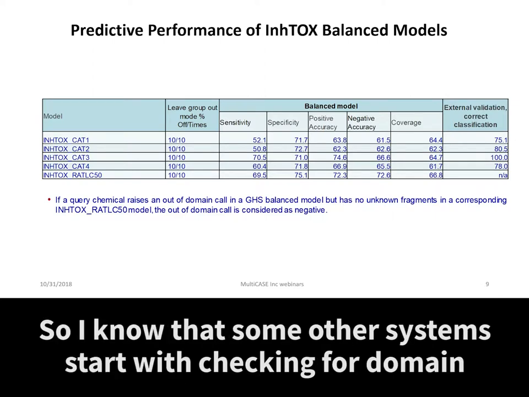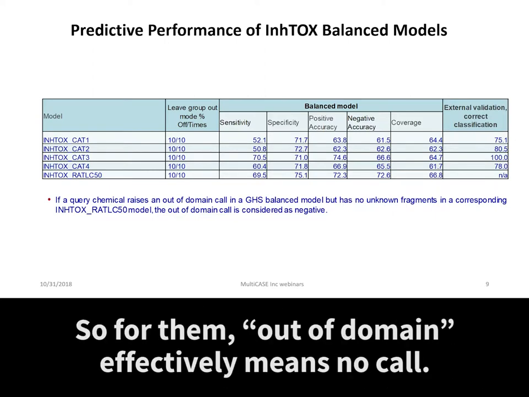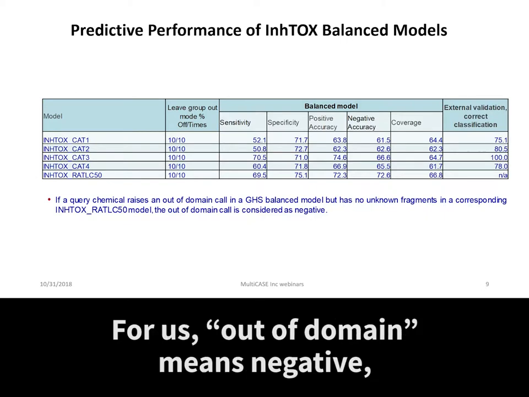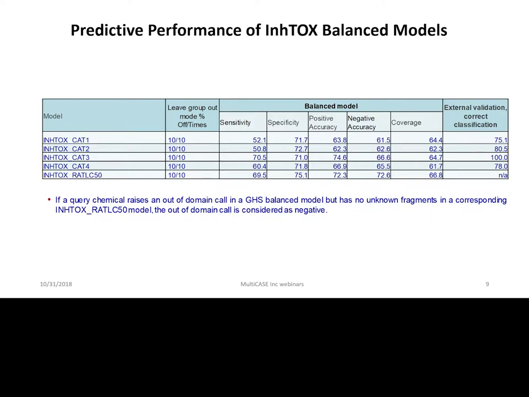So I know that some other systems start with checking for domain and then immediately stop if they find that the chemical is out of domain. So for them, out-of-domain effectively means no call. For us, out-of-domain means negative, but some clarification needs to be done.